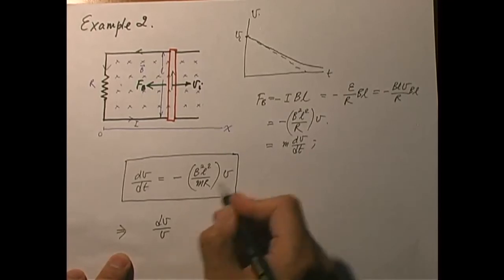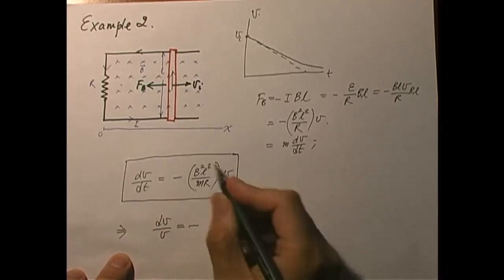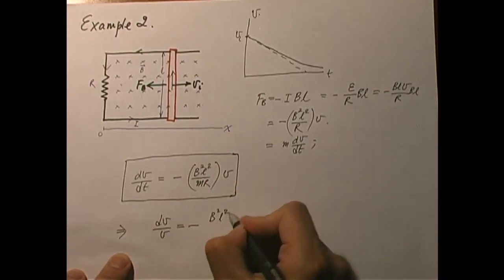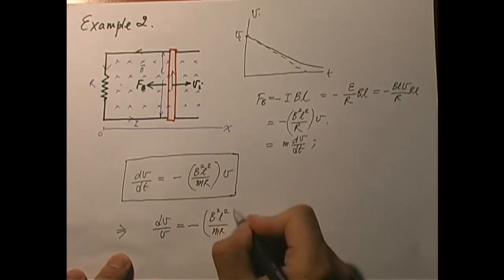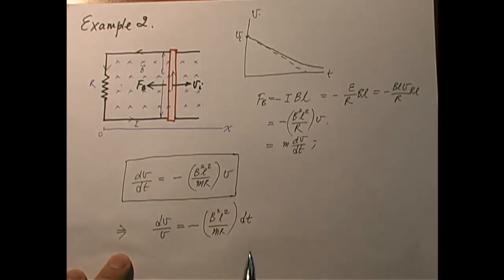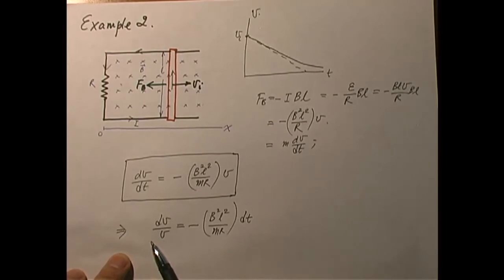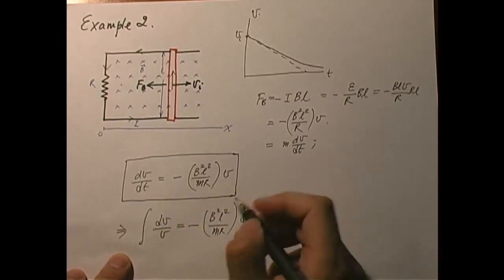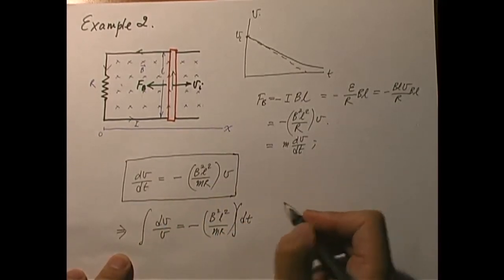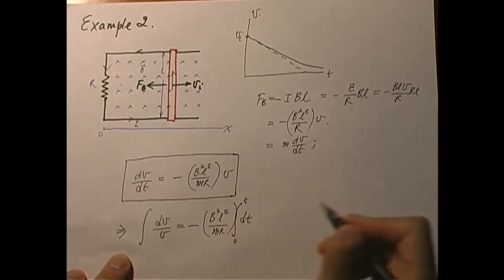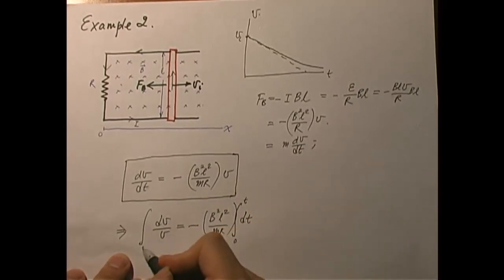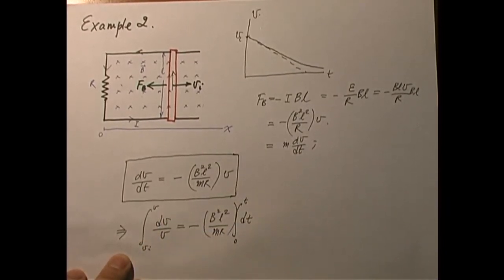dv over v, I'm going to move that v here, and then that's just a constant. I can keep it anywhere I want. B squared L squared over mR, just a constant, times dt. I have moved t on one side and v on the other side. This is called separation of variables. Okay, and that allows me to integrate t from 0 to t. Meanwhile, v changes from v initial to the current speed v. Not from 0, but from v initial.